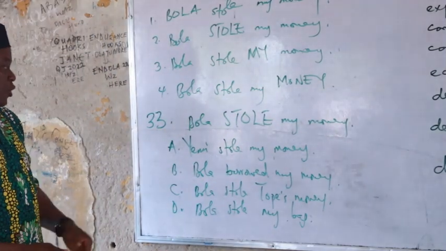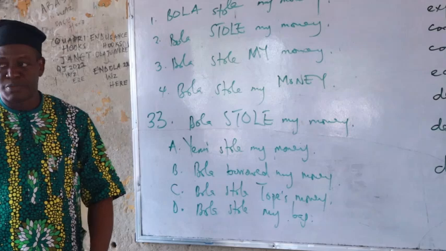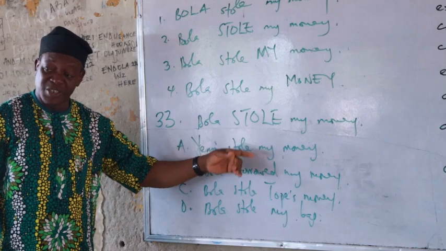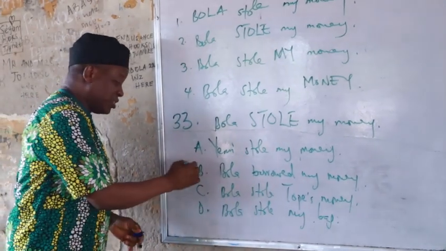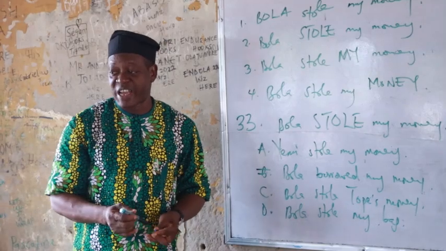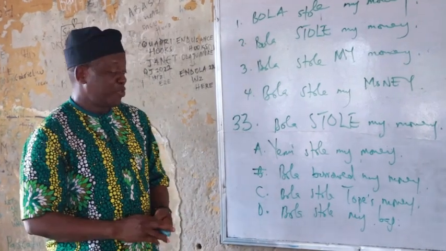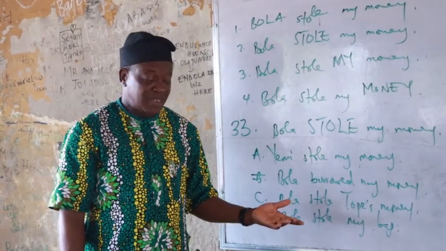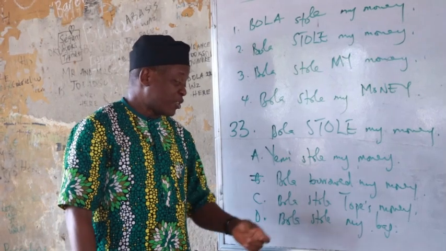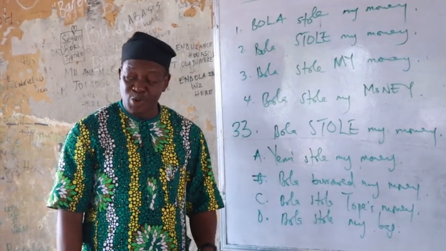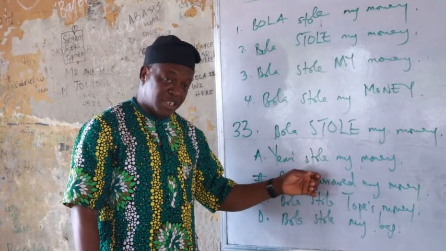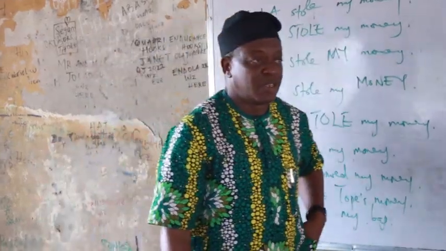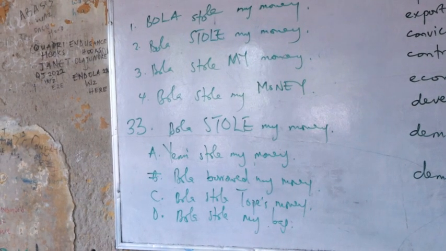you read, Bola stole my money. You now look for any option that has something to do with what is emphasized. What's the answer? That's why I say it's very cheap at WAEC level. Because what you simply do is to look for any option that does not have what is capitalized. So since this one is still talking about stole, is the money borrowed? No, it was not borrowed. It was stolen. So the difference is clear.